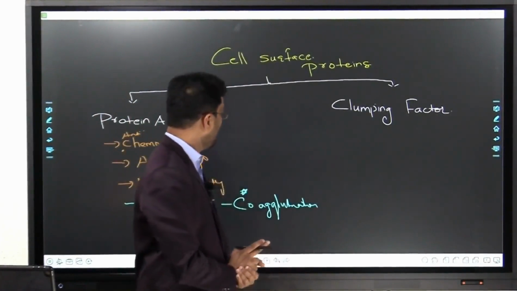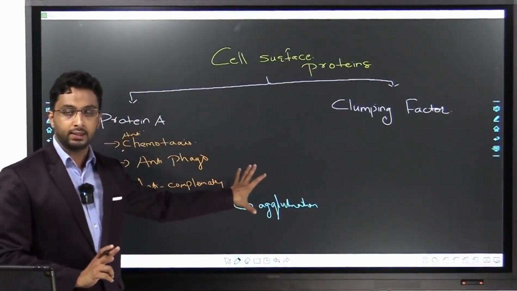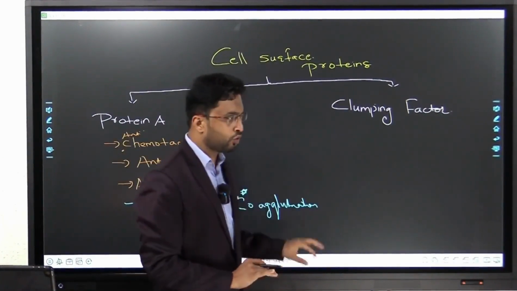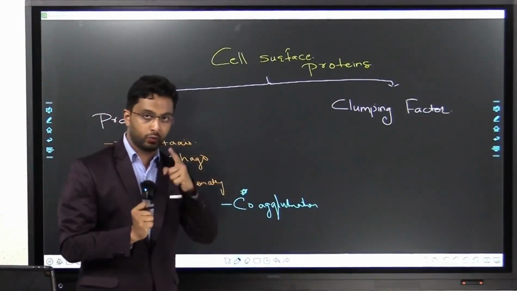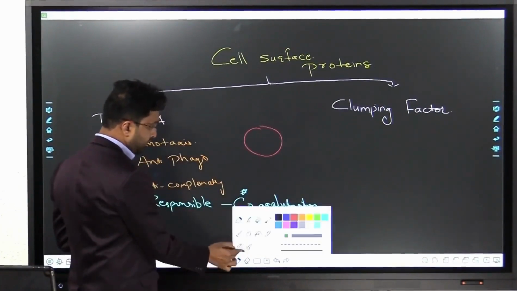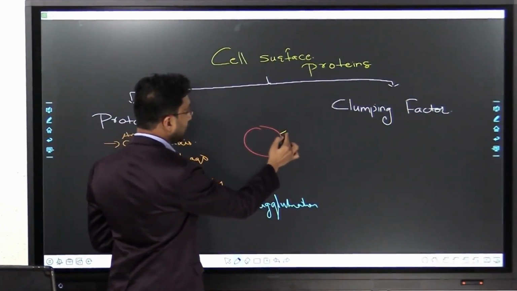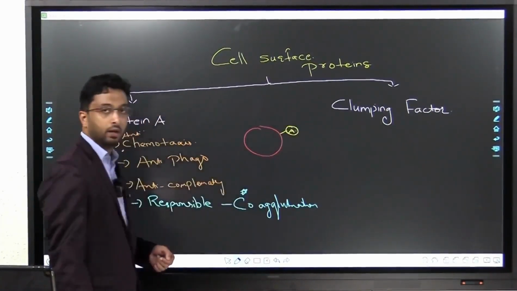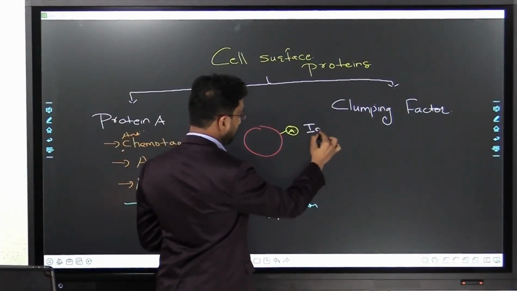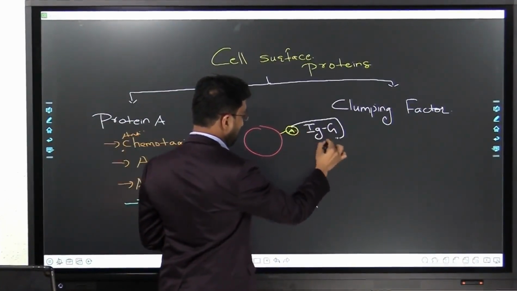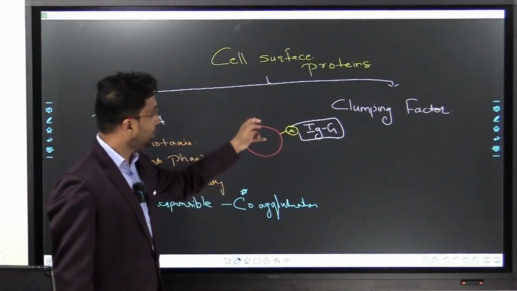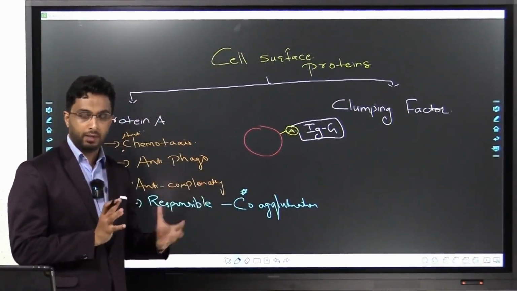So for that, you undertake this reaction known as coagglutination. We'll study it in detail in antigen-antibody reactions. Coagglutination is a type of antigen-antibody reaction. So where is the antigen, where is the antibody? That's what I'm going to tell you now. You take the bacteria, and on the surface of the bacteria you have protein A. You react this protein A with IgG. Now you get an antigen-antibody complex: the antigen is protein A and the antibody is IgG.